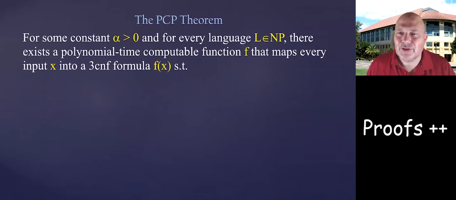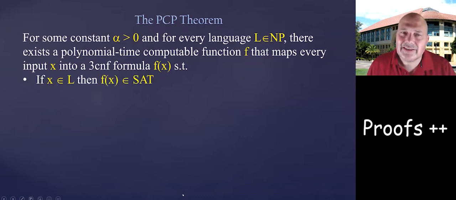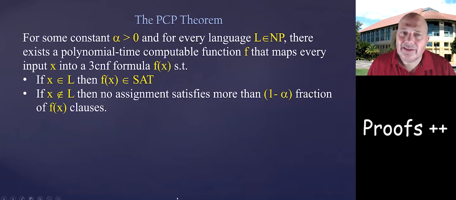So here is the PCP theorem in this presentation. For some constant alpha larger than 0, and for every language L in NP, there exists a polynomial time computable function, so this is a polynomial time reduction, f, that maps every x into a 3CNF formula f of x. So far, it's just like the Cook-Levin theorem. Let's see what happens, such that if x is in L, then f of x is in SAT. Again, still like the Cook-Levin theorem. But if x is not in L, there is no assignment that satisfies more than 1 minus alpha fraction of the clauses of f of x. So this is where we depart from the Cook-Levin theorem. It's a stronger version of the Cook-Levin theorem.